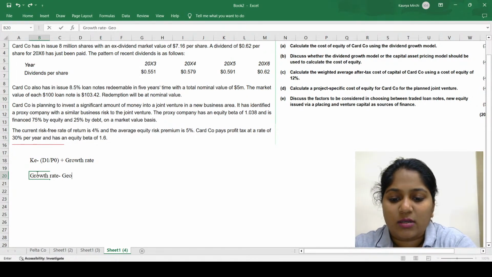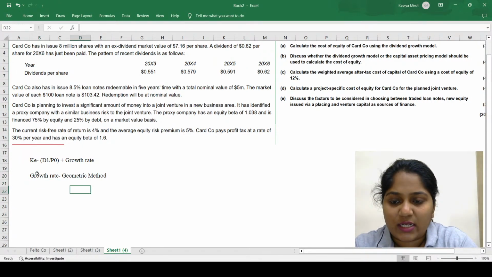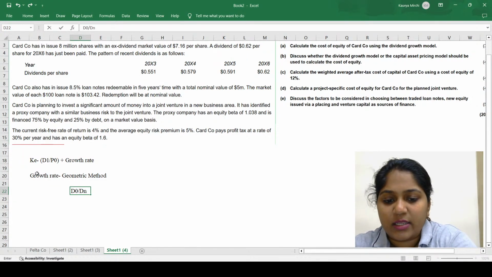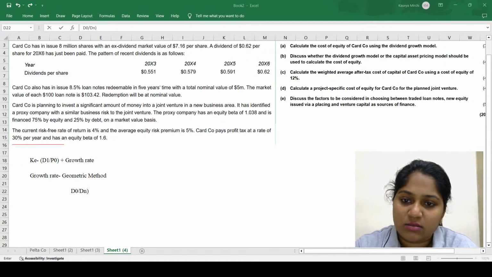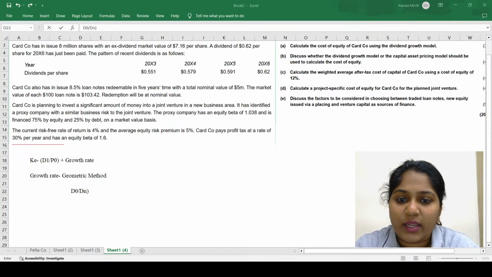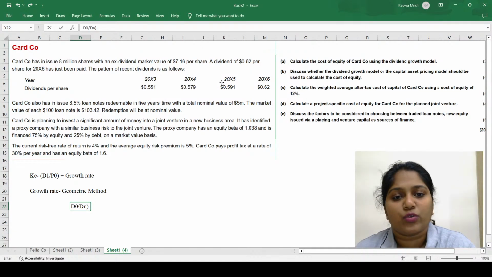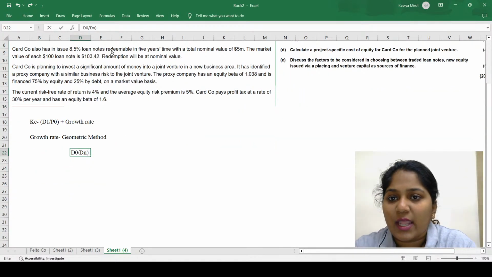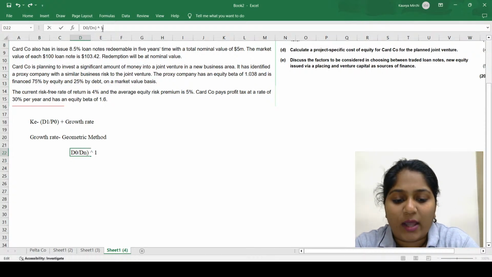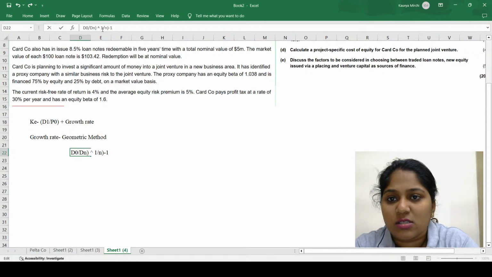We would use the geometric method. So how does the geometric method work? We will take the dividend now, D0, upon the dividend n years ago, raised to the power of 1 divided by the number of years. From 20X3 to X4 is 1 year, X4 to X5 is 2 years, X5 to X6 is 3 years. So I would be taking this raised to the power 1 by n, whole minus 1. This is the formula that you can expect.